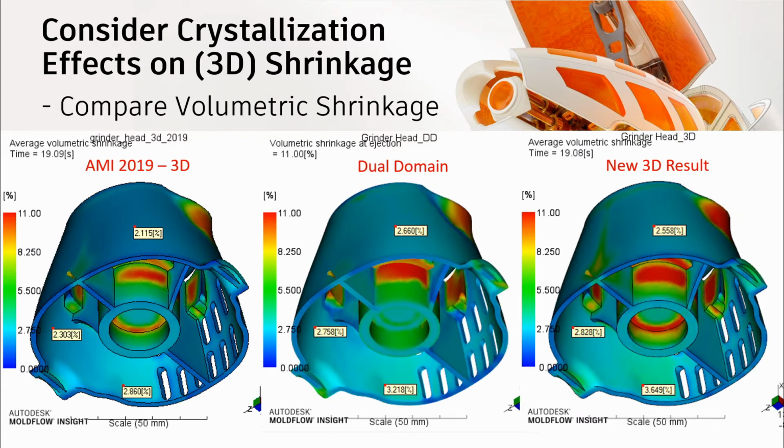Now this part has various thick and chunky regions which are not particularly well suited for solution with dual domain. So I'm going to limit my comparison to the areas of uniform wall thickness where dual domain and 3D are doing a reasonably similar job.